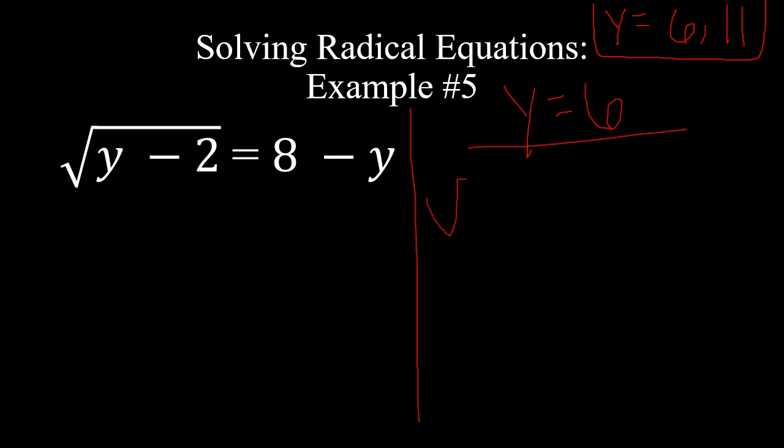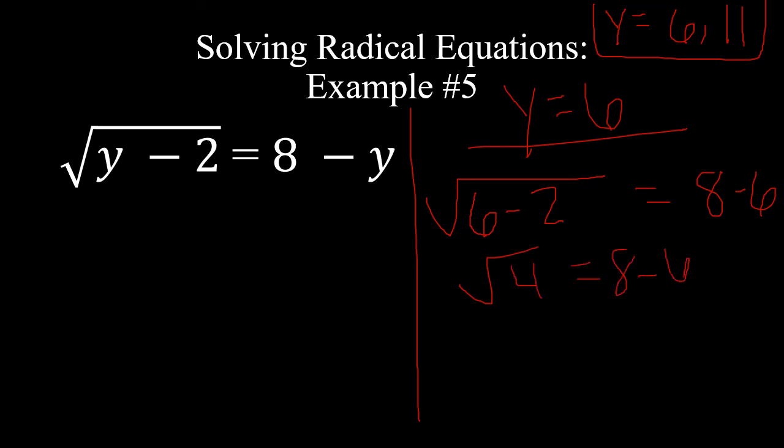That would mean that we had the square root. I'm just going to put 6 in where y is. The square root of 6 minus 2 is equal to 8 minus 6. Okay. Well, 6 minus 2 is 4. So that leaves us the square root of 4 equals 8 minus 6. The square root of 4, we're just concerned with principal square roots, remember, is 2. So we're just taking the positive square root there, and 8 minus 6 is indeed 2, okay? So that one checks. 2 does equal 2.